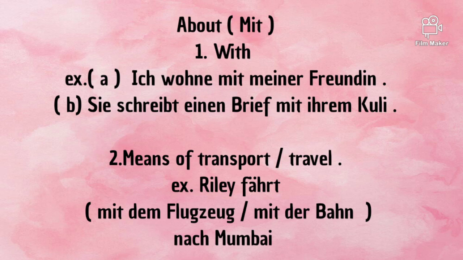The second part is means of transport or travel. That means that if a person is traveling or in transit from one place to another, we use this mit over here. So the example is Riley fährt mit dem Flugzeug. That means Riley travels by aeroplane. And if it is mit der Bahn, it means Riley travels by train. Last is nach Mumbai. So she travels by the following transports to Mumbai.